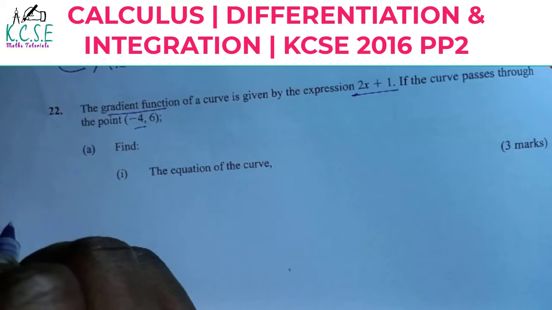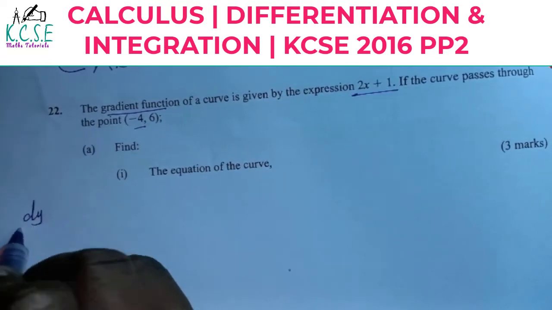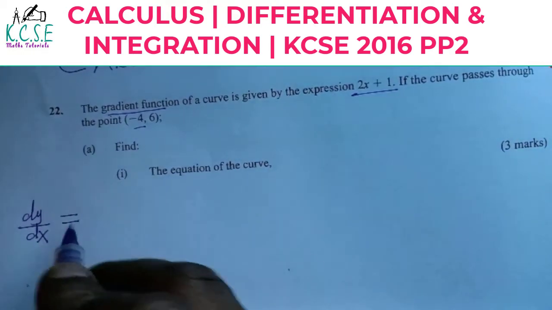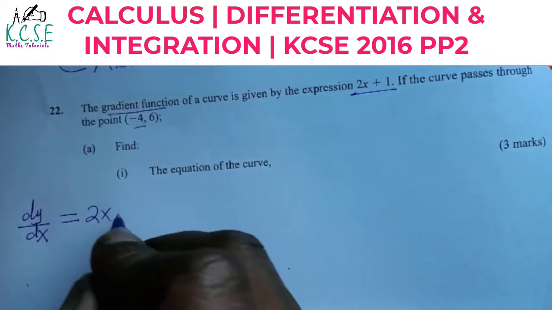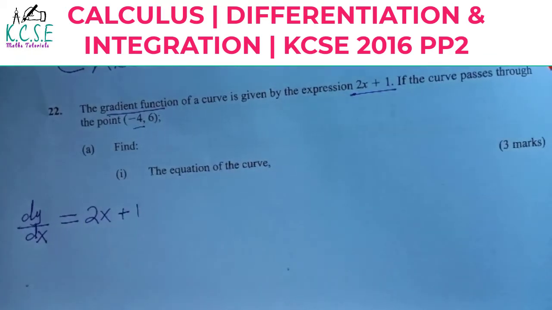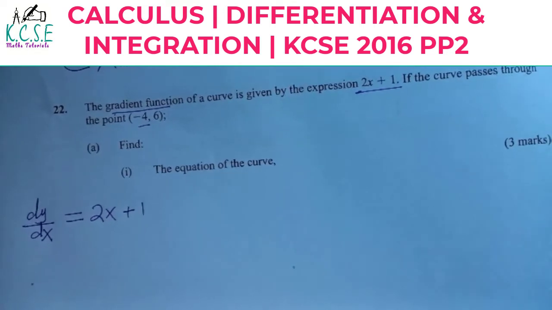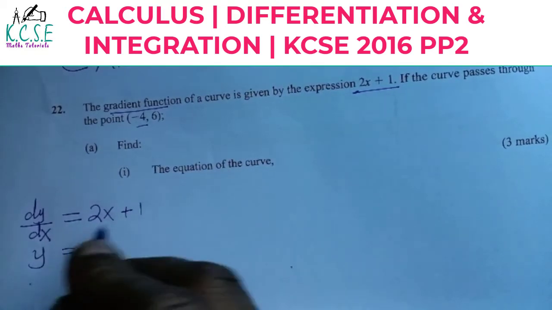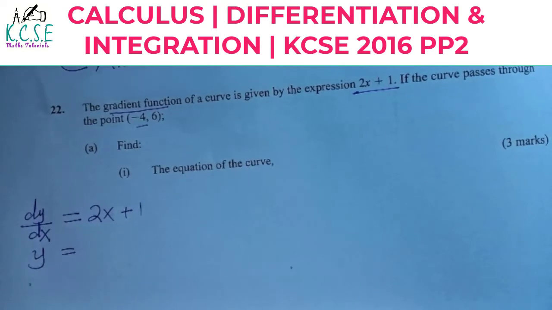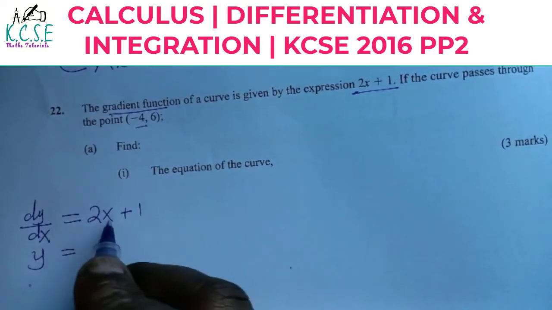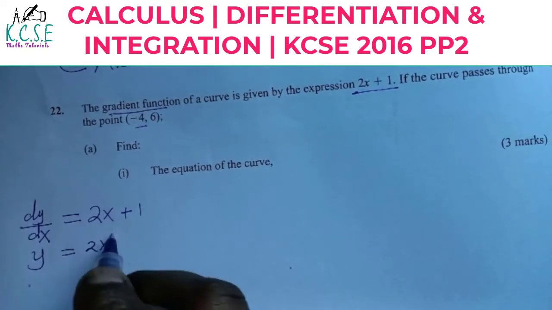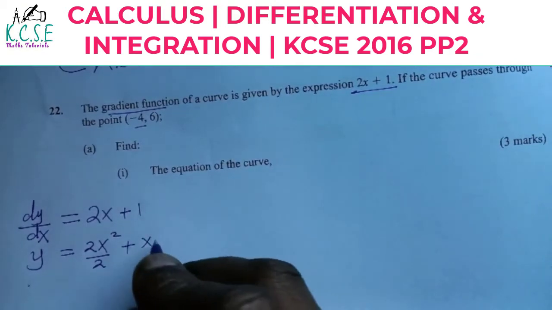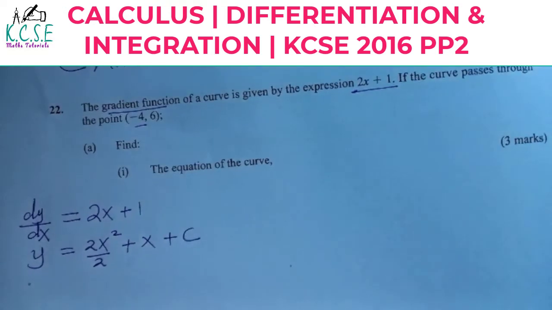So note the gradient function of the curve is dy over dx, and it is 2x plus 1. To find the equation of the curve, you integrate the gradient function. So to get the equation of the curve, we shall integrate the gradient function with respect to x. Integrate 2x, you get 2x squared divided by 2. Integrate 1, you get x, and then you have to add the constant of integration.